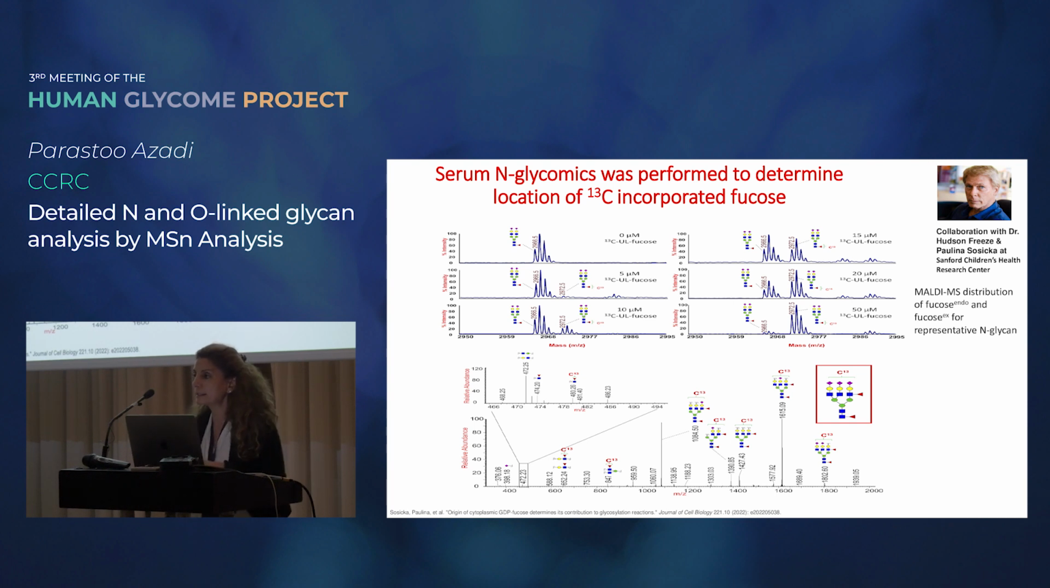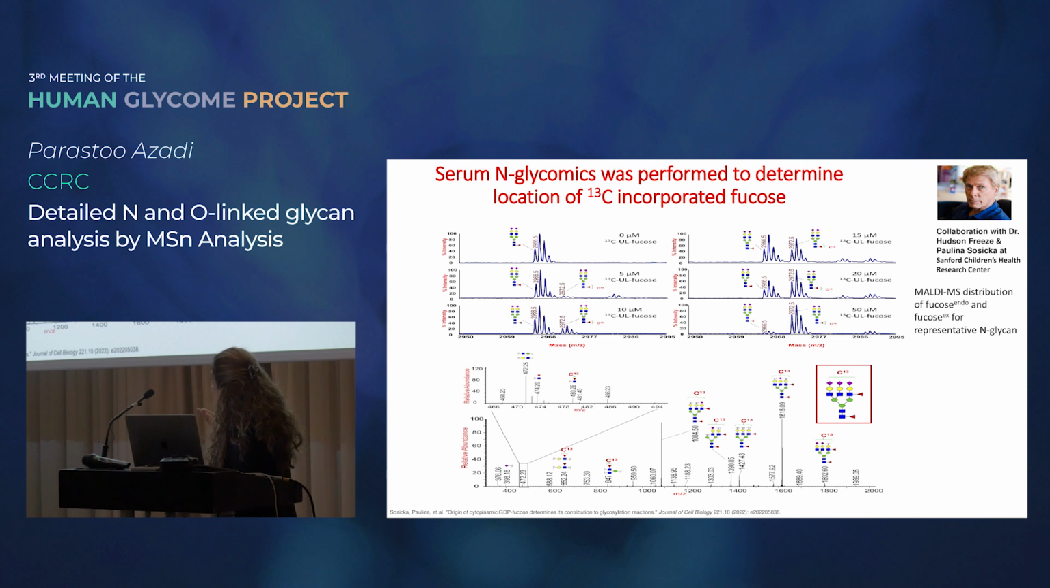So what they've done is they basically treated the cells, various cells actually, with C13 fucose and wanted to track where it's going in the cells. The first spectra you see up there is different amounts of C13 fucose, from 0 micromolar to 50 micromolar. This is just a snapshot of one glycan, seeing how the ratios change as the external amount of fucose increases, the C13 amount increases, what happens to the N-linked glycan.